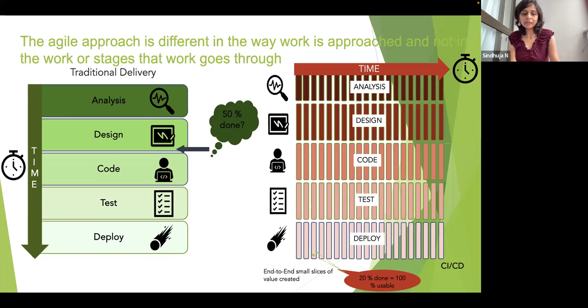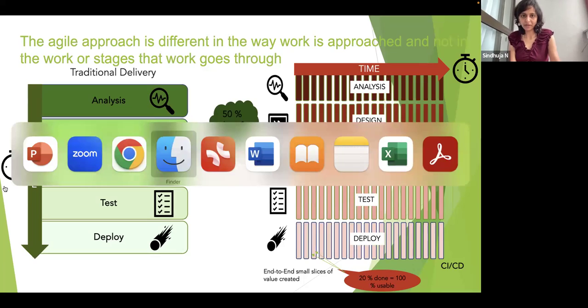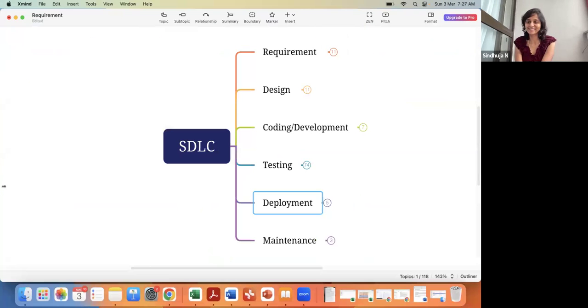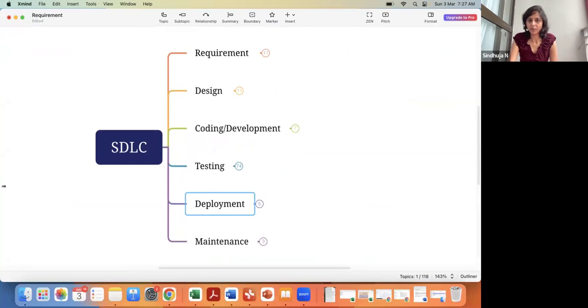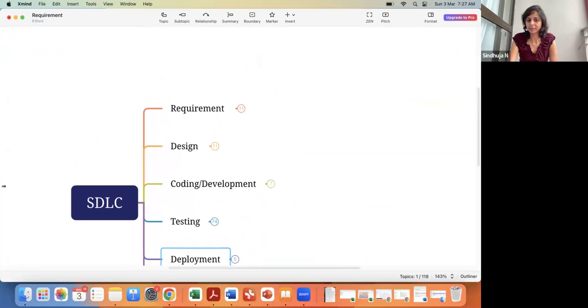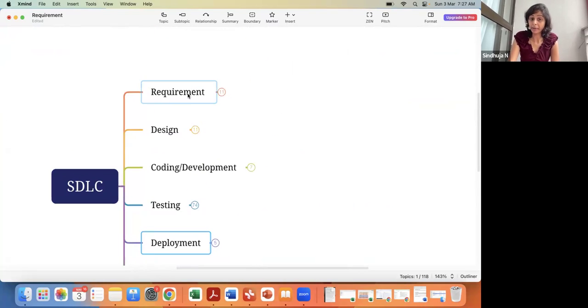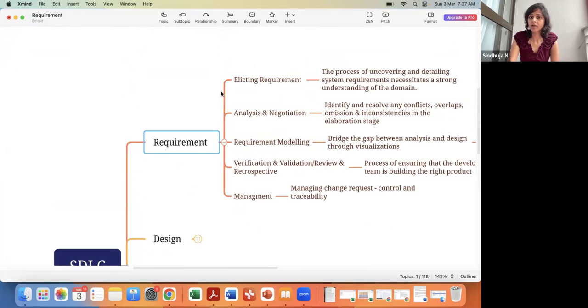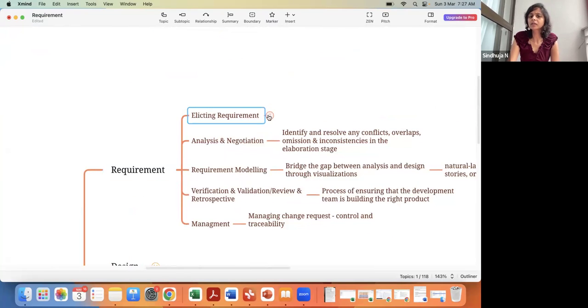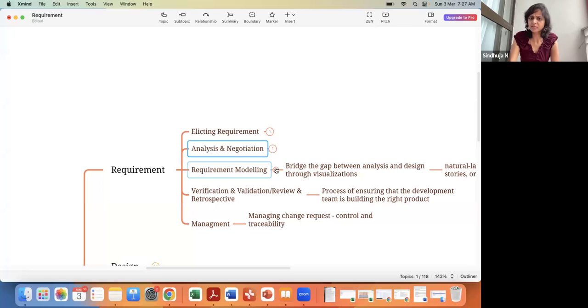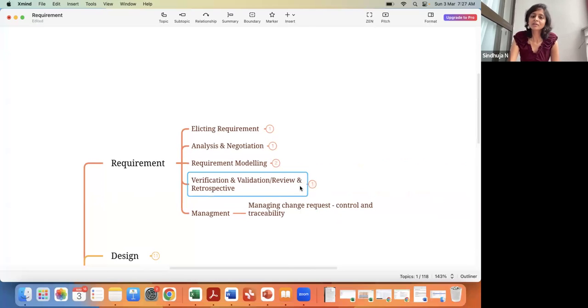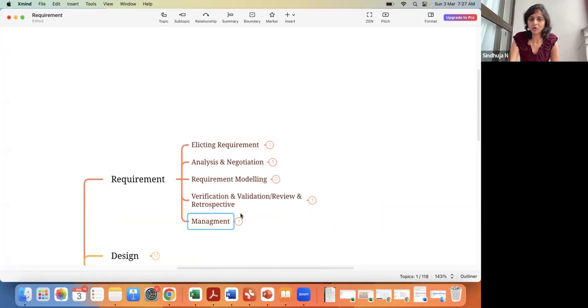Okay, so let me take you to this mind map to explain what is SDLC. So SDLC, again, the same phases I have iterated here: requirement, design, coding, development, testing, deployment, and maintenance. When we are talking about requirements, many things are there, but we knowingly or unknowingly do many things. Some organizations are skipping, depending on the project. They are not even doing.